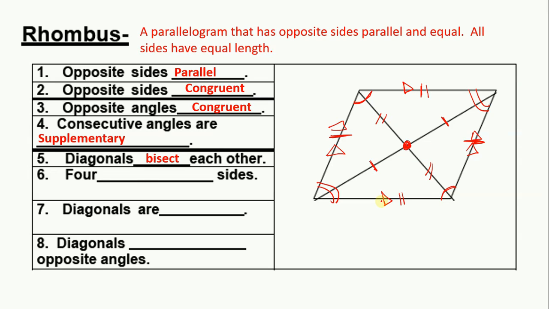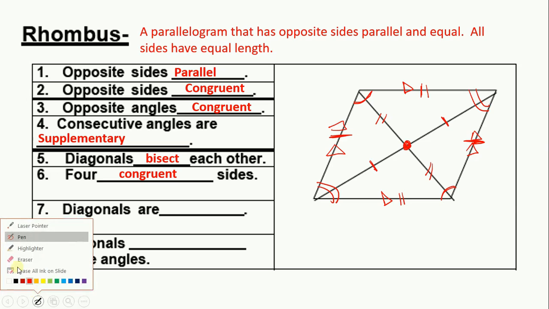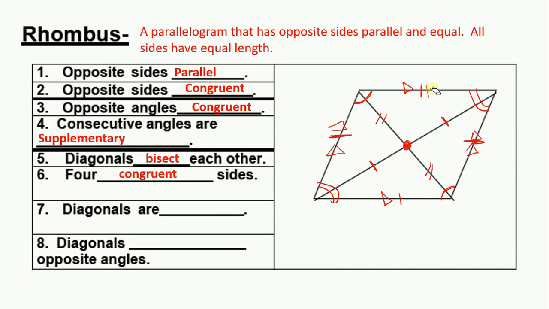Here's the new stuff, though. We now know that we have 4 congruent sides, so that means each side has the same measure. So instead of this side being congruent with this side, we actually have all 4 sides congruent to one another. Diagonals are perpendicular, and if you remember back, perpendicular meant 90 degrees. So in the middle here, we have a bunch of 90-degree angles for our triangles around the edges. And then also, diagonals bisect opposite angles.